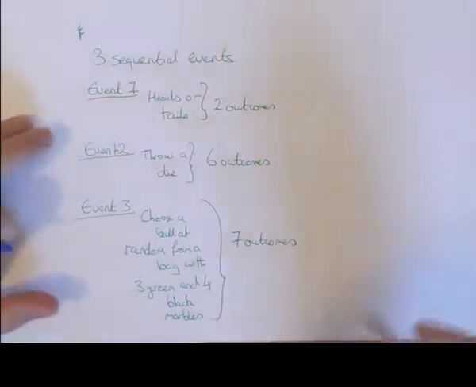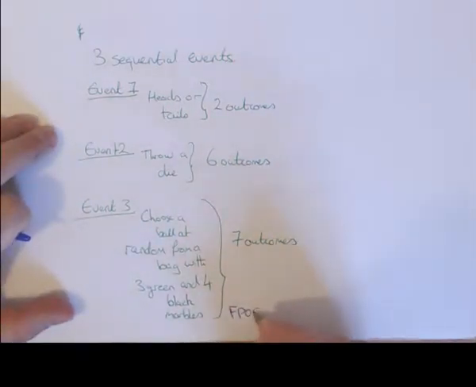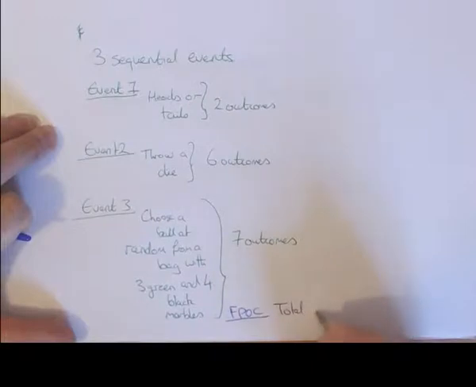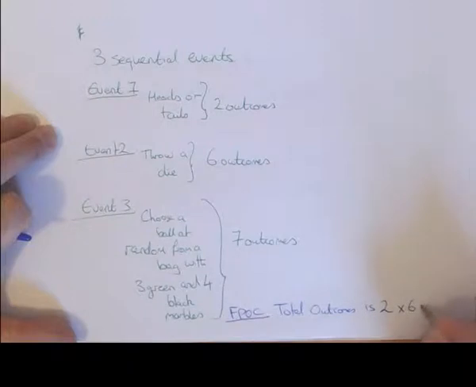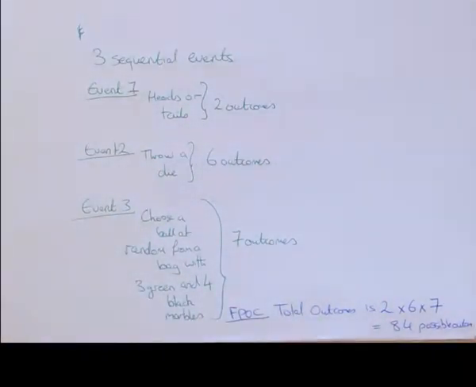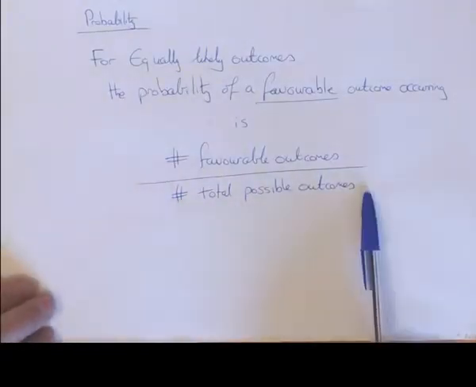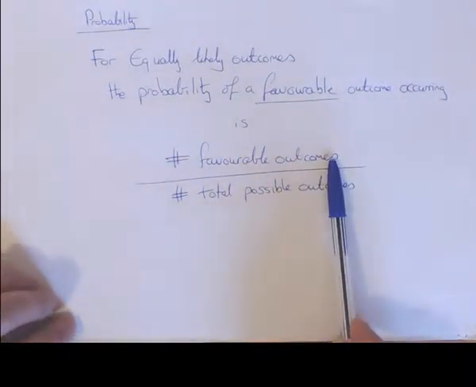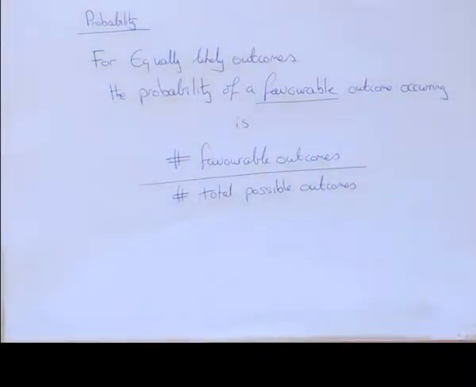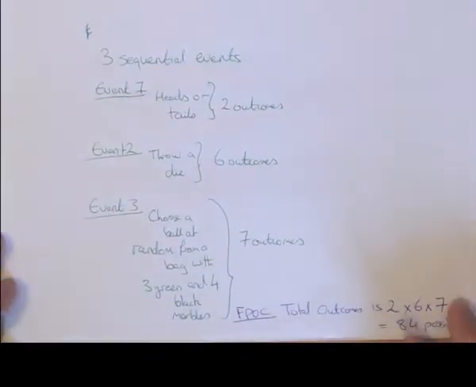Of course, we remember from the fundamental principle of counting that the total outcomes is 2 by 6 by 7 equals 84 possible outcomes. Now we need to know this because when we're calculating probability, we need to know the total possible outcomes and we need to know the total number of favourable outcomes. So what is a favourable outcome? That depends on what you actually want. Anything that goes in your favour.